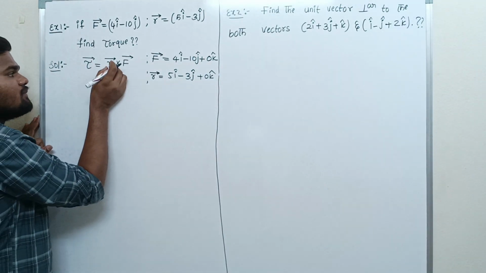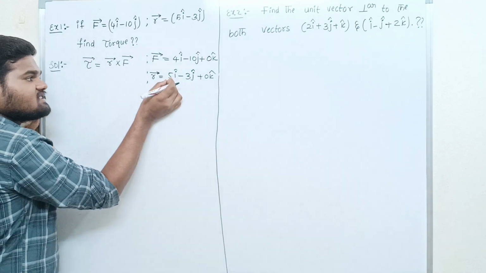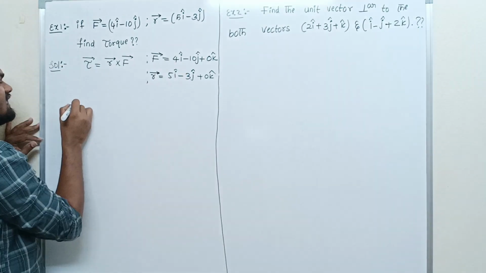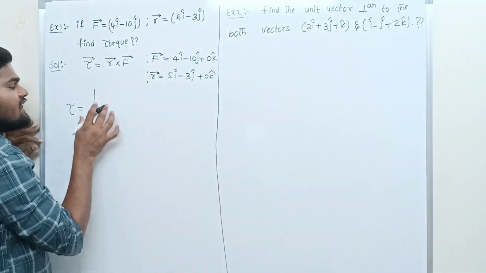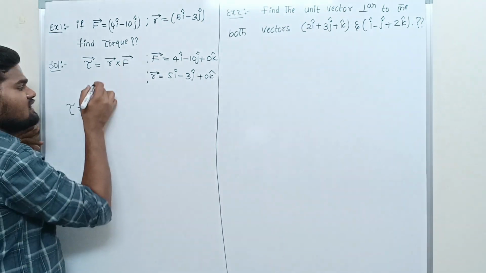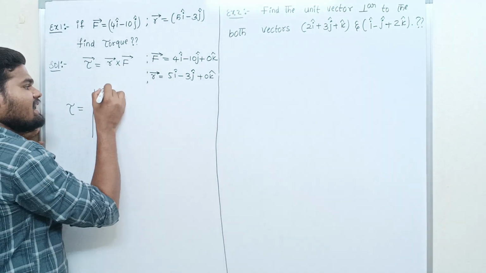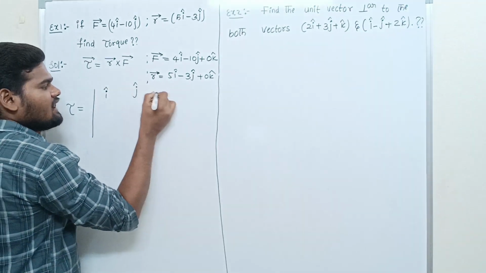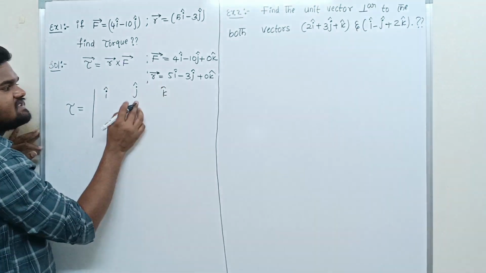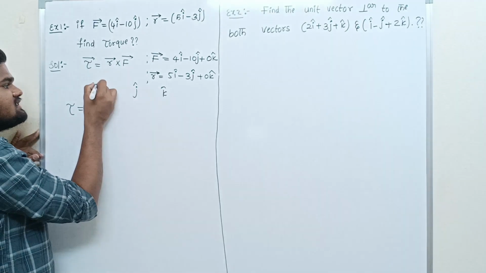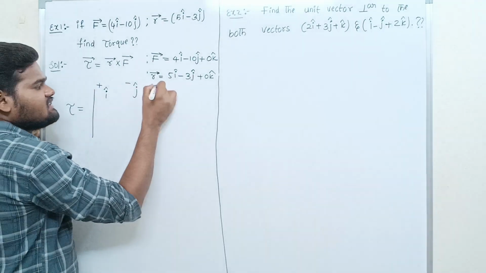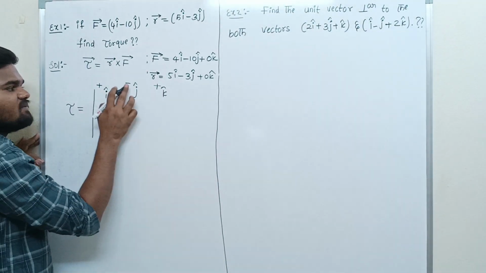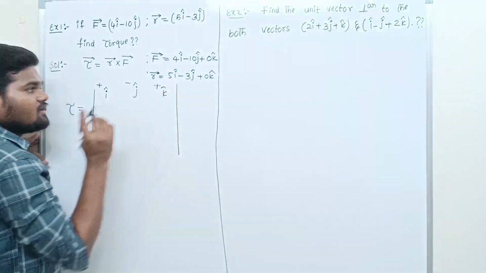For torque we have to take the cross product of this vector with this vector. Then torque tau is equal to the magnitude of, in a simple way, let us take i cap, j cap and k cap. So this is a plus term, the middle j cap is a negative term, and this is a plus k cap. Plus, minus, plus.